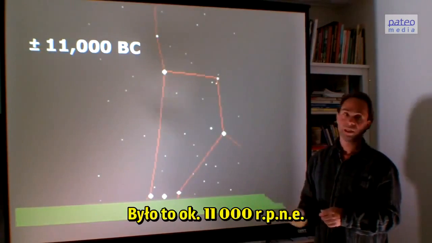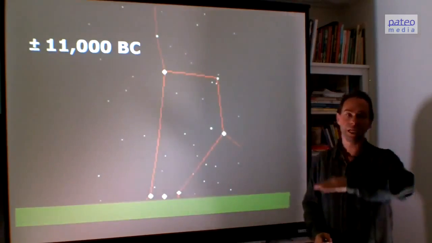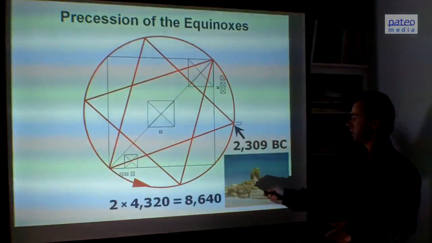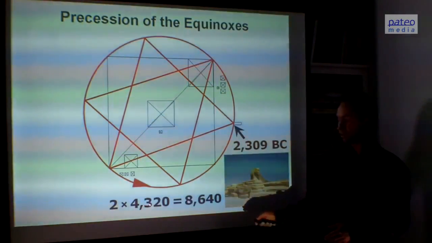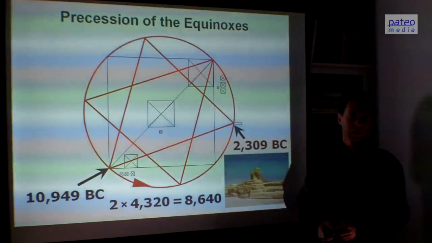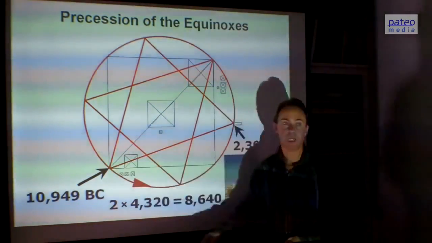And that was around 11,000 BC. Yeah, we saw them nearly all at the same time rising above the horizon. So when we go back 2 times this period, 4,320 years, then we come here. 10,949 BC. That was the moment here. That is when Leo started.